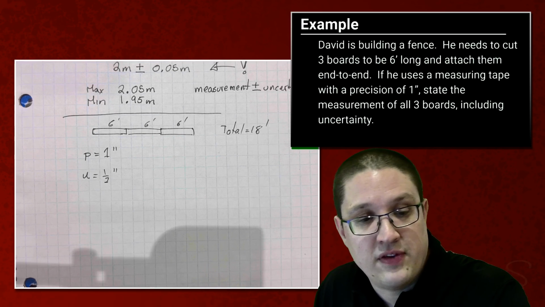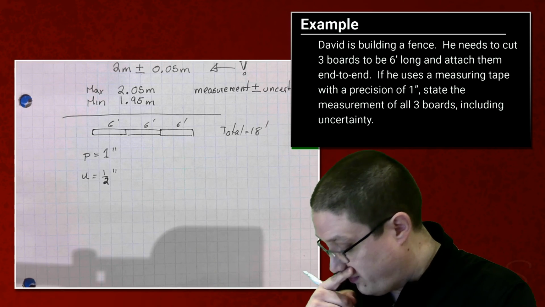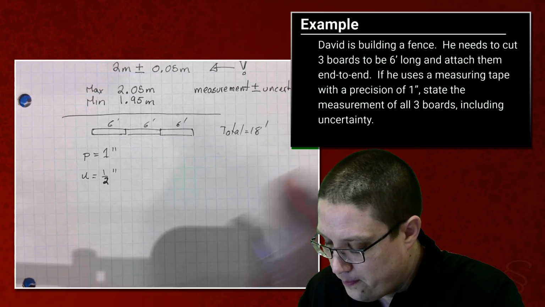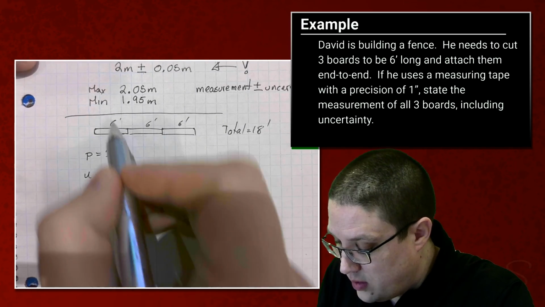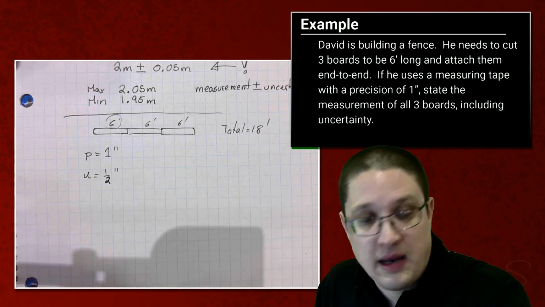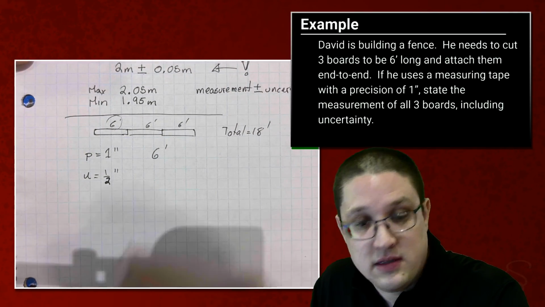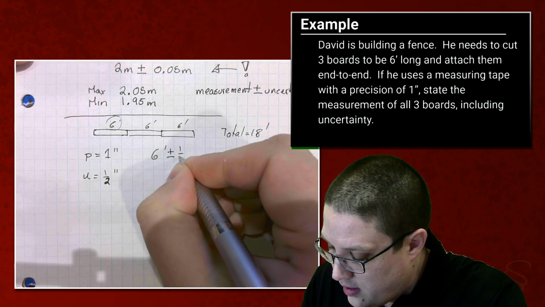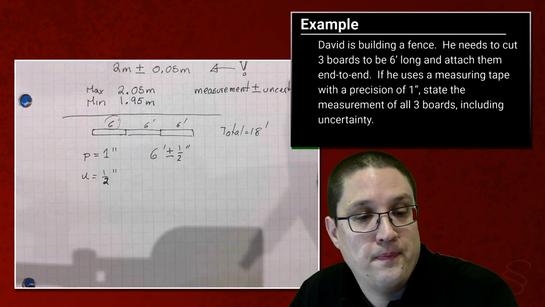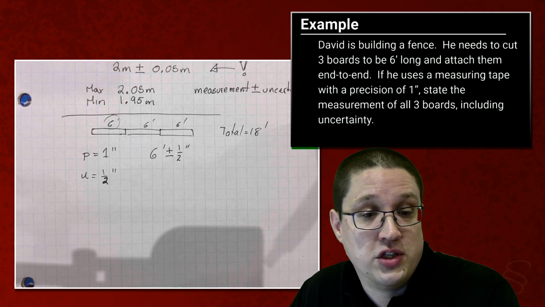You could write this as half an inch or 0.5 inches. Fractions in inches I find easier. So when I write this out, this measurement here, he measures that board to be 6 feet plus or minus 1/2 inch. So this board might be 6 feet and 1/2 inch, or it might be 5 feet 11.5 inches.